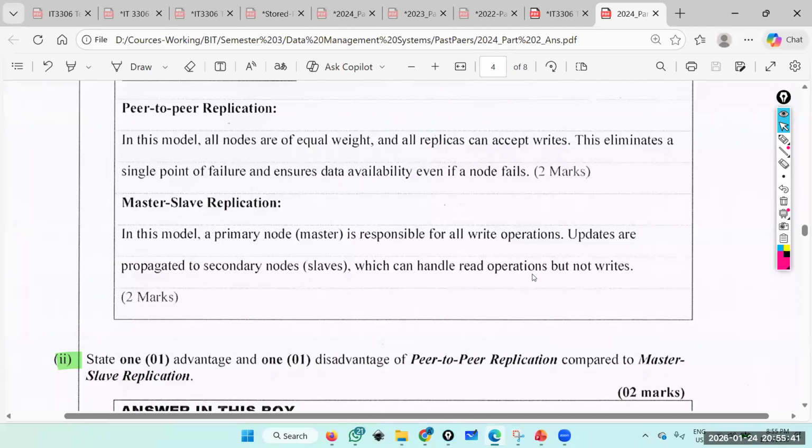There can be some delays, but it will be more consistent because master will propagate to all the slaves at the same time. But in peer-to-peer, there can be inconsistencies because when a particular peer is updated, when someone reads that peer, you get the updated value. But when you read a different peer, it may not get the updated value because a peer will take a little bit of time to propagate it to the other peers.